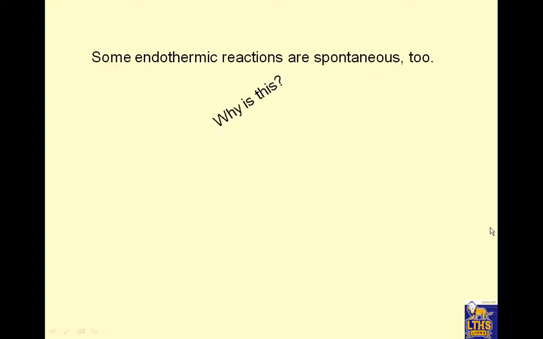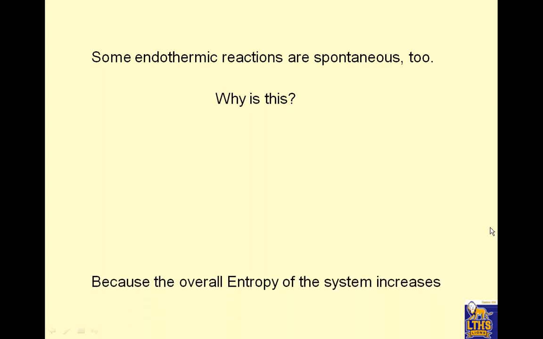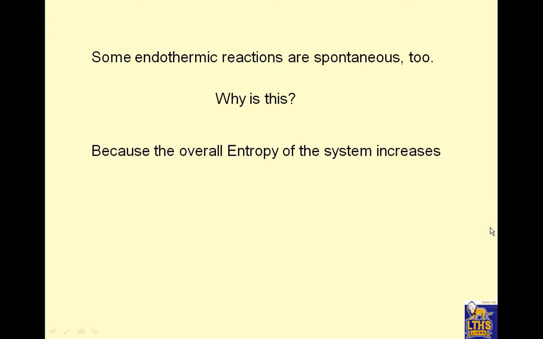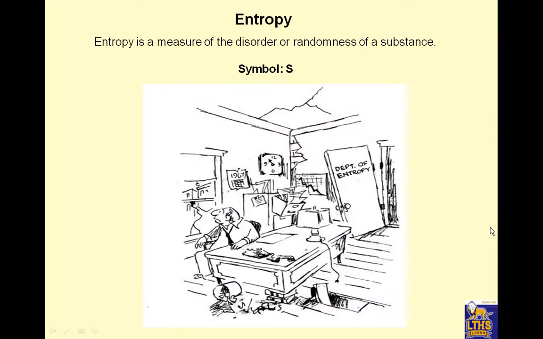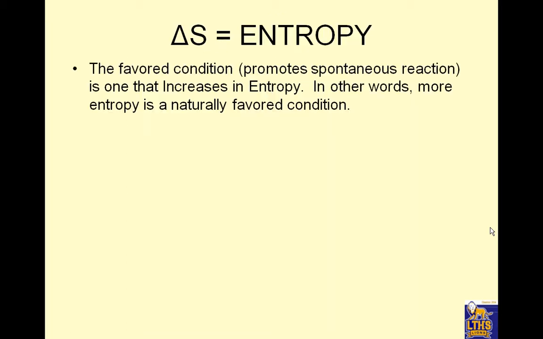Some endothermic reactions are spontaneous. You saw that ice melting was spontaneous at a certain temperature. How can that happen? Well, there's another factor called entropy that also drives the reaction. Entropy is sometimes defined as a measure of the disorder or randomness of a substance, and its symbol is S. Hey, wait a second, that's totally random. That's good because it's disorder. Okay, so delta S is entropy.